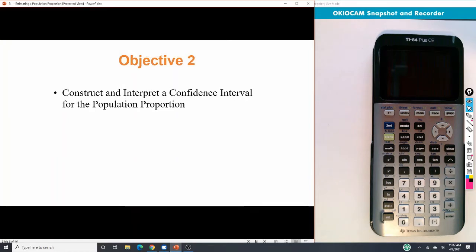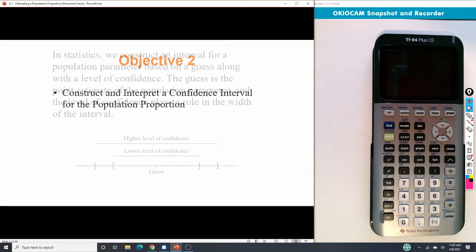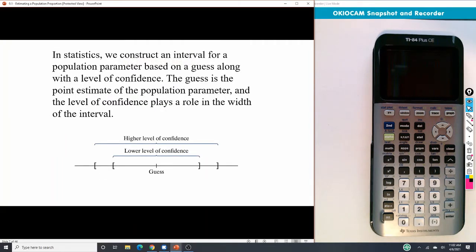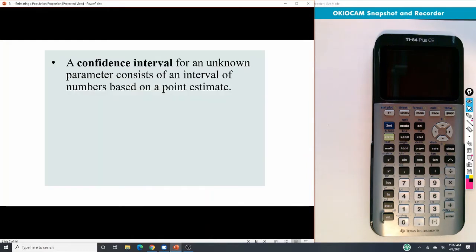All right, so now we want to start looking at confidence intervals dealing with these things. Okay, so a confidence interval is an interval for a population parameter based on a guess along with those levels of confidence. Okay, and so the guess is our point estimate. All right, and our level of confidence plays a role on the width of our interval. If we have a low level of confidence, we're going to be close, but if we have a big interval, it's going to have a higher level of confidence because it's a bigger group to work with.